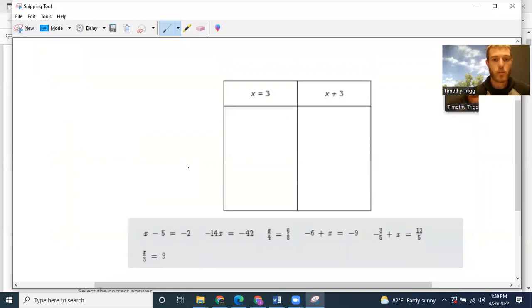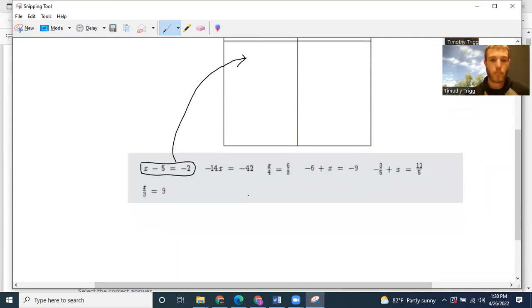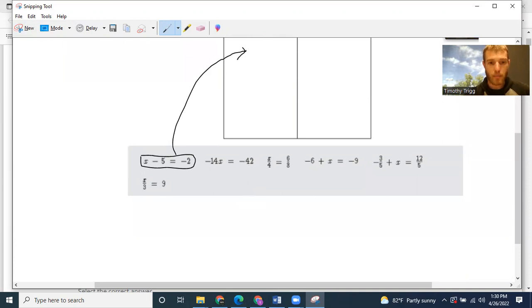This first one goes into the X does equal 3 here. Okay. Let's go ahead and do this next one.